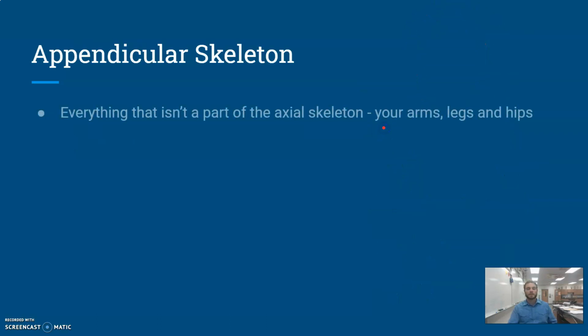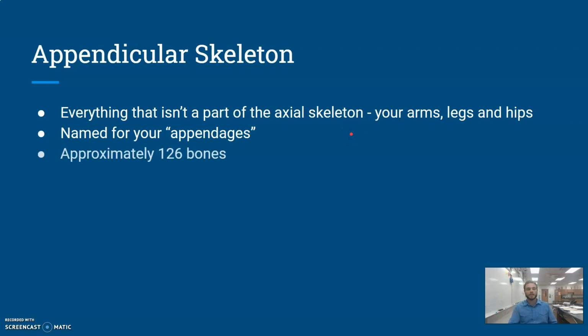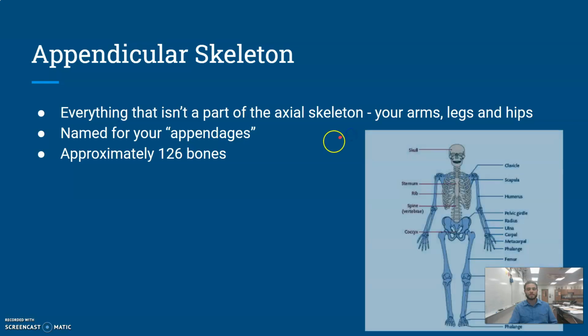Your appendicular skeleton is going to be everything else that's not part of the axial skeleton. It actually gets its name from the appendages, your arms and legs. So that's why we call it the appendicular skeleton. If you take 206 minus the 80 from the axial skeleton, that leaves you with about 126 appendicular bones, which is quite a bit. Most of those are going to be located in your wrists, ankles, and in your hands and feet. So you can see this is going to be everything in blue.